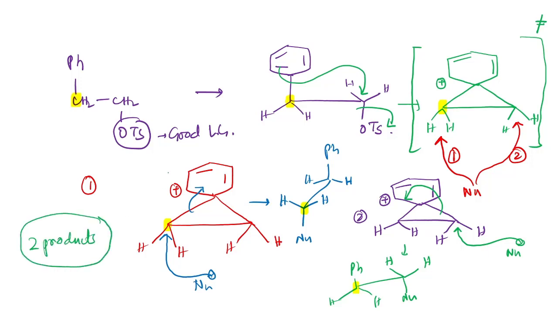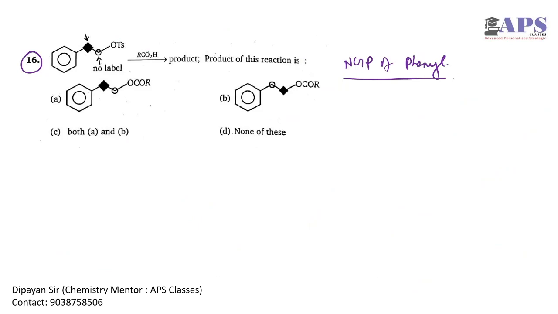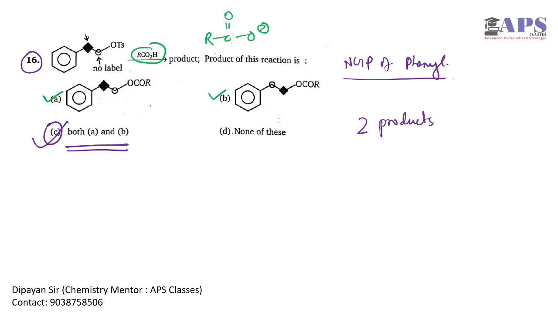So we are going to have two different products in NGP of phenyl. If we look closely, we have the isotope label here, so we can have option 1, we can have option 2, because here the nucleophile is RC double bond O minus. Do the same thing as I have shown earlier, the same mechanism, and you will end up with both A and B, and the more correct answer is C, because in NGP of phenyl, two products are formed in equal amount.